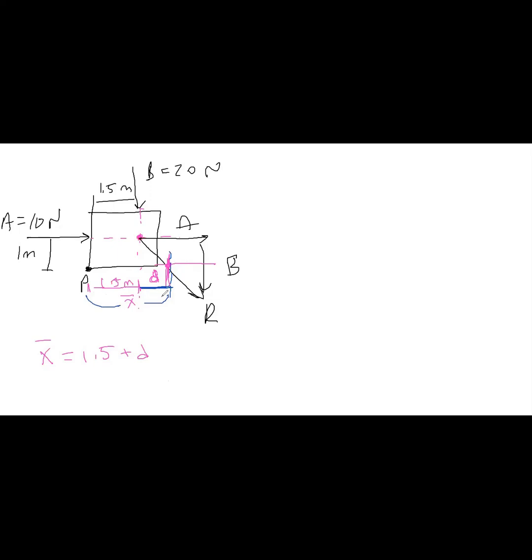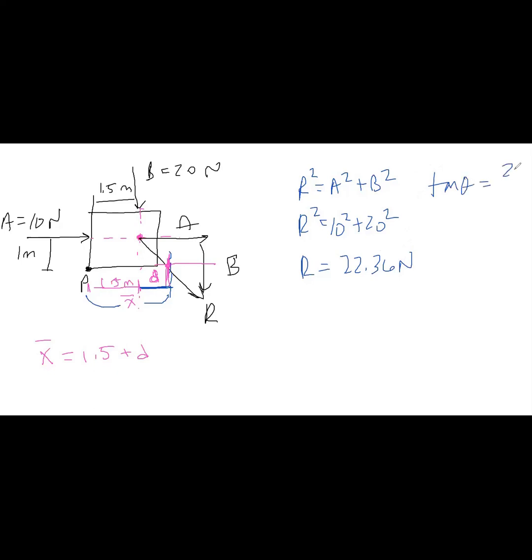So first thing we want to do is find the resultant. So we draw our vector triangle. We already have it drawn. R squared equals A squared plus B squared. R squared equals 10 squared plus 20 squared. R equals 22.36 newtons, and we can find our angle.